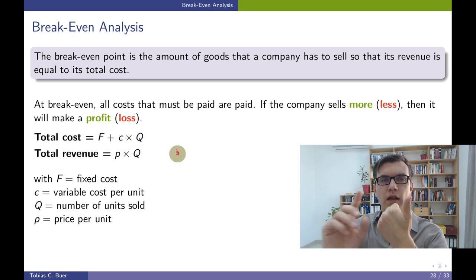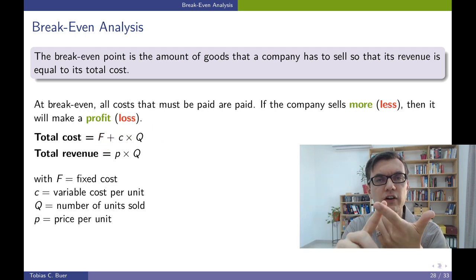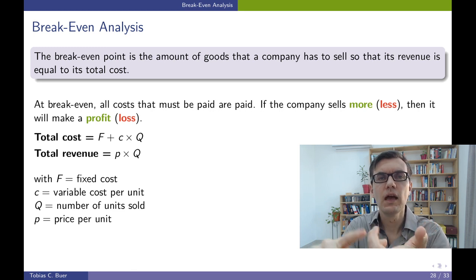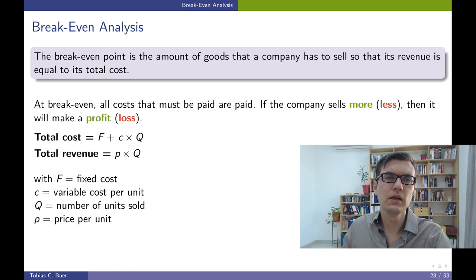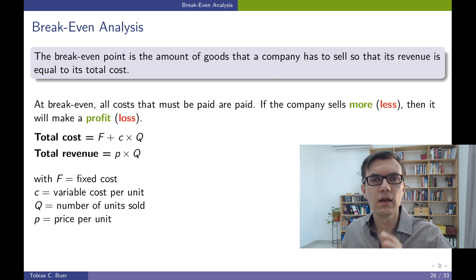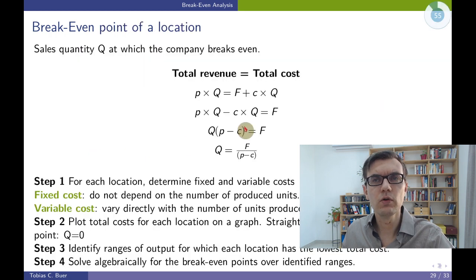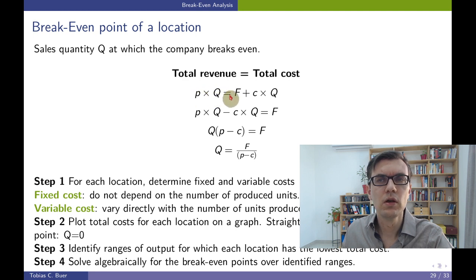So the costs: we have fixed cost, big F, we have variable cost, c times Q, and the revenue, small p times Q. In order to find the break-even point, that is the value of Q where the total cost equals the total revenue, we can perform the following calculation. We set the revenue equal to the total cost. The revenue is p times Q. Total cost is big F plus our variable costs, and then we solve for Q.